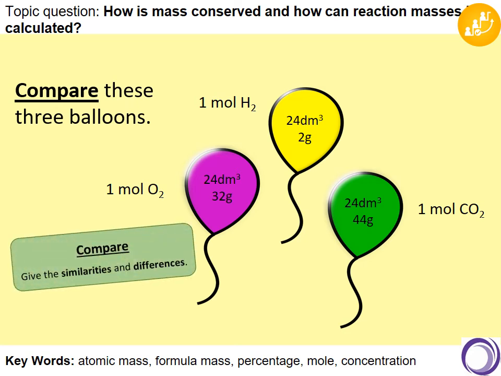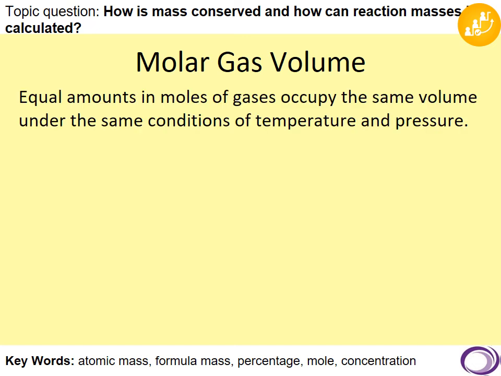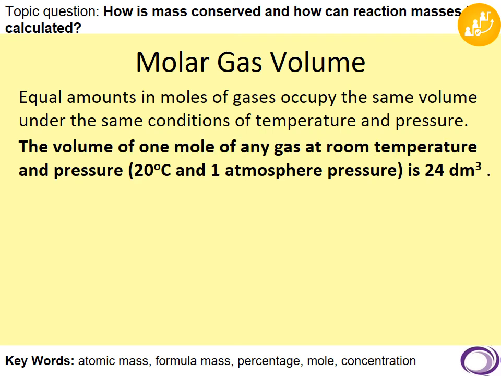The difference is that each of these balloons would have different masses, because we would still look at the mass from the formula masses that we calculated earlier. Let's look at molar gas volumes then. Equal amounts in moles of gas occupy the same volume if we have the same temperature and pressure. Or in other words, 1 mole of any gas at room temperature and pressure will occupy a volume of 24 decimeters cubed. We want to work out the volume of a gas then.